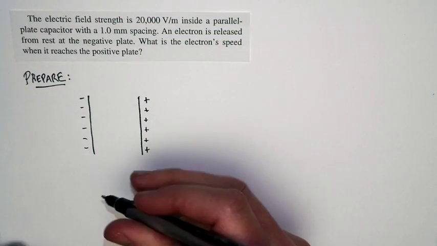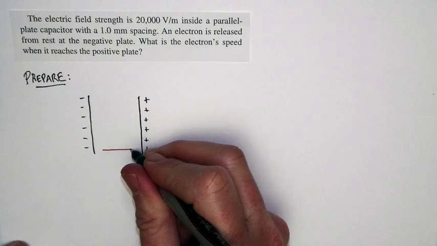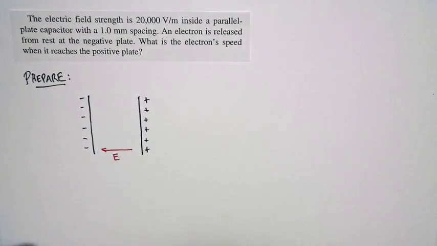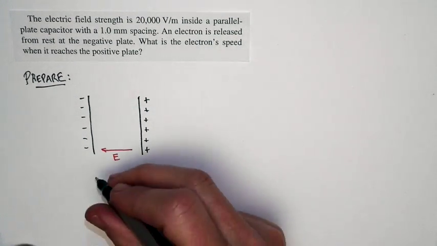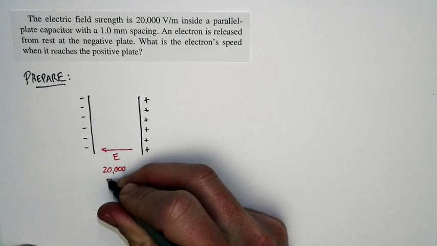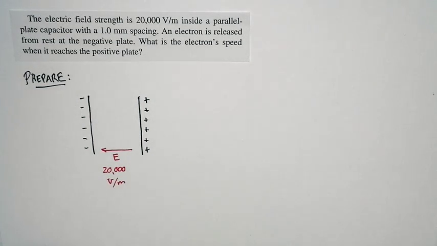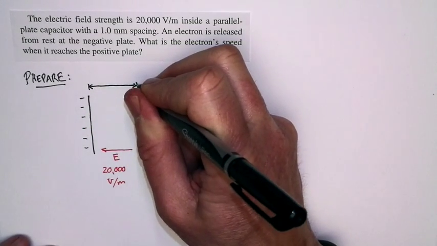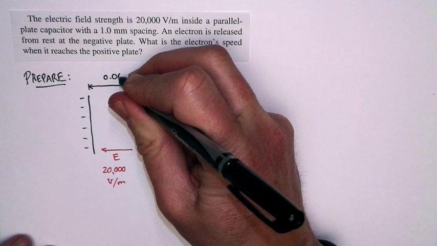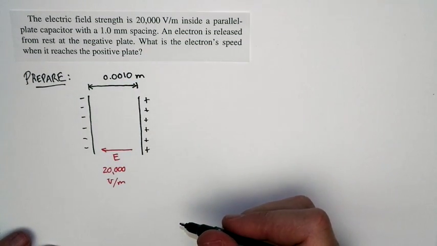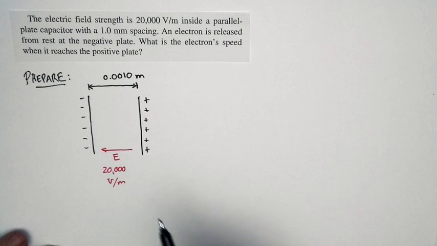Now we know the direction of the electric field is from positive to negative. So I have an electric field that's uniform in between the two plates, points like so. Okay? And we know the electric field strength. It's 20,000 volts per meter. We also know the spacing between the two plates. We're told that the spacing is 1 millimeter. 1 millimeter is 0.0010 meters.